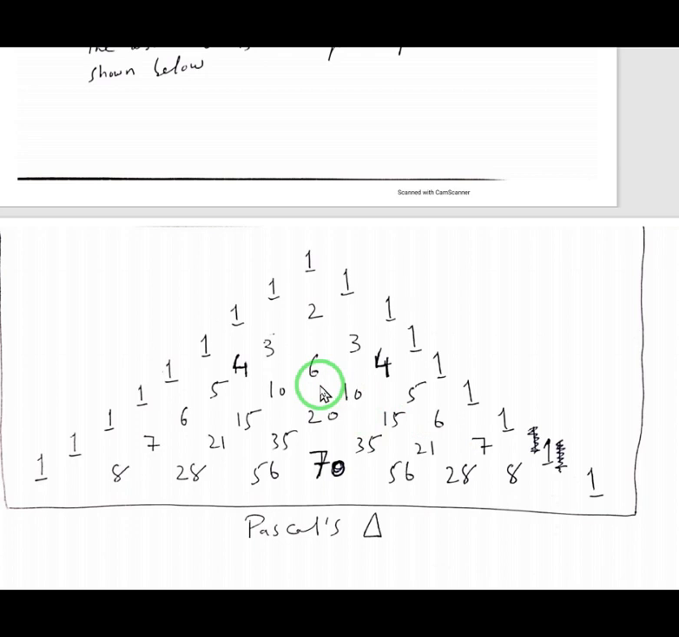Then 6 plus 3 plus 1 is 10. 10 plus 4 plus 1 is 15. 15 plus 5 plus 1 is 21. 21 plus 6 is 27, plus 1 is 28. It is also like this.